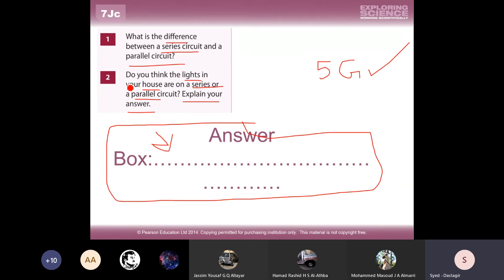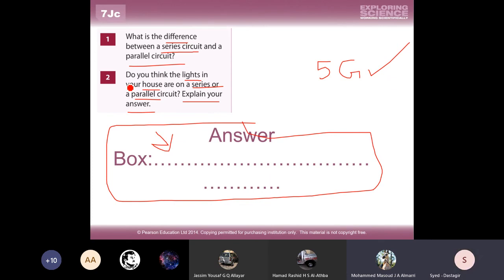What about number 2, Mohammed? Do you think the lights in your house are series or parallel? I think the lights in our house are parallel, because most of the house lights contain 2 switches or more. But sometimes in the home there is a series circuit, meaning 4 bulbs with just 1 switch.